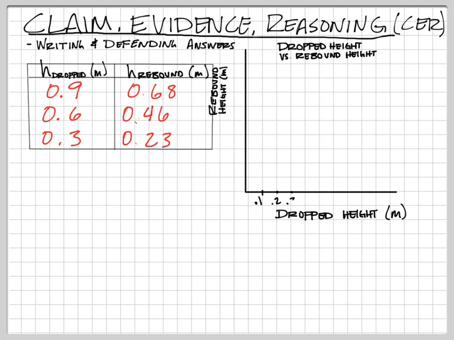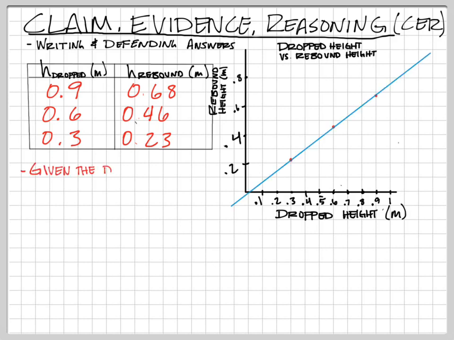Now, oh wow, that's taking forever. Let's get that scale going, sorry. So we have our data, we have our best fit line. Here's the question. Given this data, and sometimes you'll get a brief description of what's going on, given the data table and the graph, what is the relationship between dropped height and rebound height?